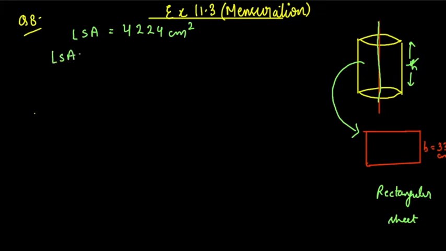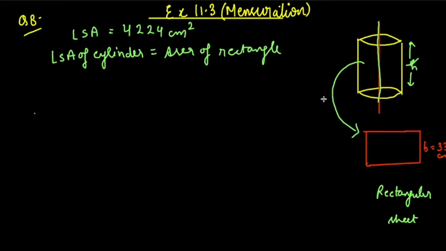LSA of cylinder will be equal to the area of rectangle, because ultimately you are converting the same cylinder to the rectangular shape. And the sheet is of width 33 centimeter. You have to calculate the perimeter of the rectangular sheet. Now the perimeter of the rectangular sheet will be P = 2(L + B). That's the formula to calculate the perimeter of any rectangle. But here we have the breadth, but we don't know the length. So first thing, we need to calculate the length.